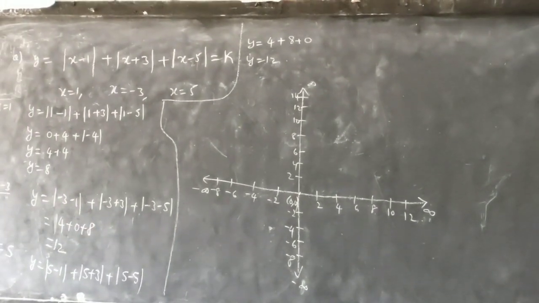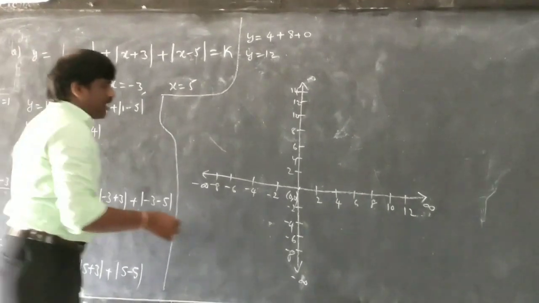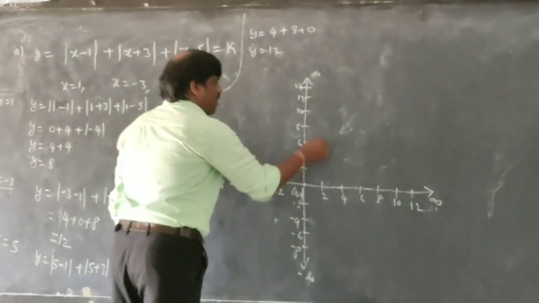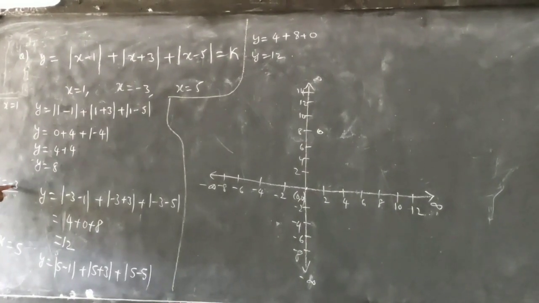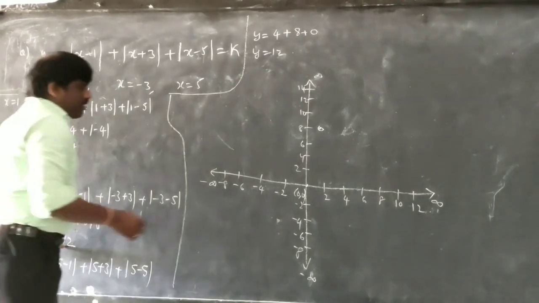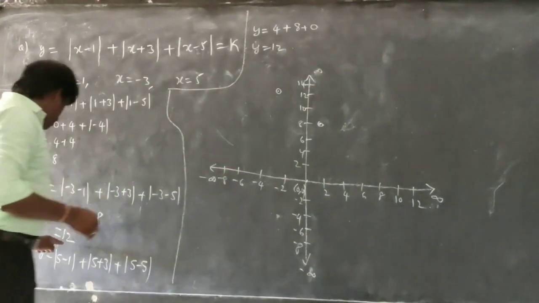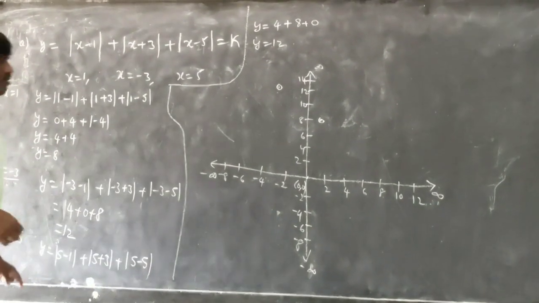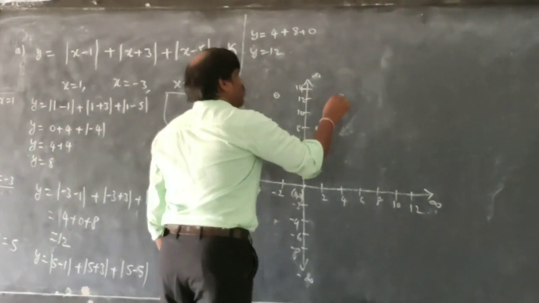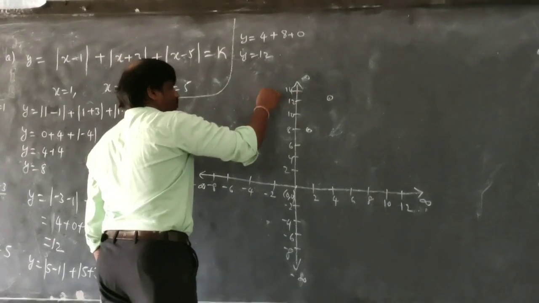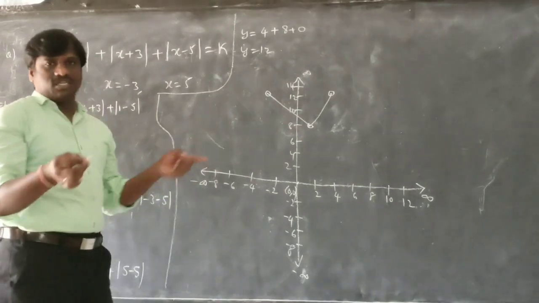Now plot the points of this one. What am I getting? If x is 1, y is 8. This is the point. If x is minus 3, y is 12. This is the point. If x is equal to 5, then I am getting 12. So if you join these points, this will be joined here and this will be joined here. So you got a V shape, correct?